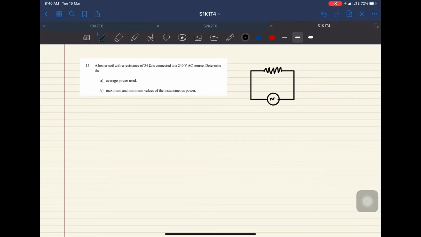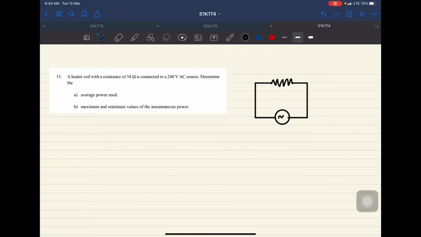Okay, for question 15, it says that a heater coil with a resistance of 34 ohm is connected to a 240 volt AC source. Determine the average power used, the maximum and minimum values of the instantaneous power. So average power used is basically your P average. Maximum would be P naught and minimum is P minimum.